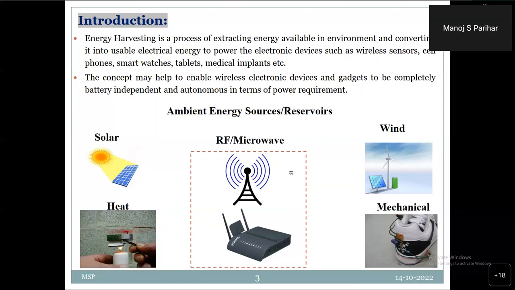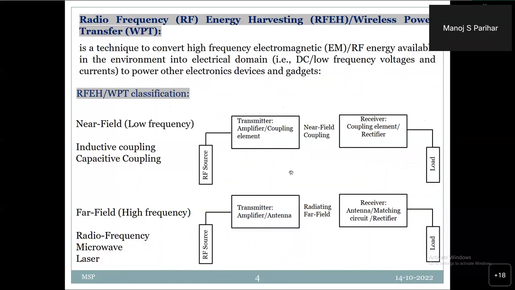Radio frequency energy harvesting, particularly RF energy harvesting or wireless power transfer, is a technique to convert high frequency EM or RF energy available in the atmosphere into DC, at low voltage or low current, to power other devices. Broadly, we can classify this into two categories. One is near field, or low frequency energy harvesting. For this, we basically use coupling. We can use an inductor or a capacitor to couple the energy. There is an RF source from which we get the energy. Then, using an amplifier or a coupling element, we can couple the energy wirelessly to the load or device. This is particularly applicable for low frequency, because the size is large, it has some limitations, and the distance is also limited, right?